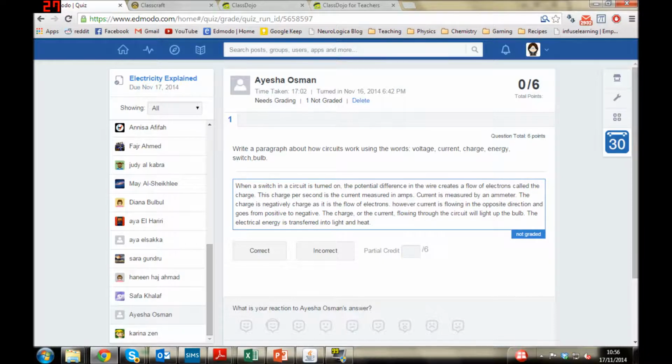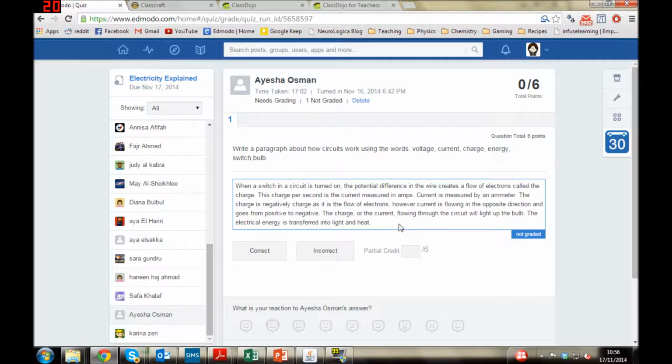The charge is negatively charged. The charge is negatively charged as it is the flow of electrons. That's nonsense. What do you mean? Current is flowing in the opposite direction, goes from positive to negative. You mean that the electrons flow from negative to positive, but the current flows from positive to negative, I think.